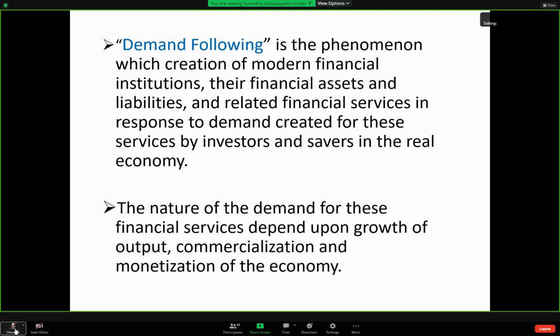The nature of the demand for these financial services depends upon growth, output, commercialization, and the monetization of the economy. So these things happen according to the size of the economy, the size of the expansion, the size of the growth. If it is a big push, a mass scale investment, then growth will happen on a mass scale. Similarly, that will affect financial institution development as well. So this is the next idea.